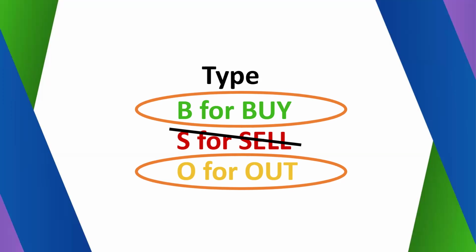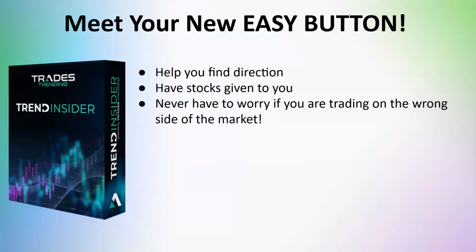There's no other possible way you could find and even know all of that data to make a quick decision unless you are harnessing the power of technology. Meet your new easy button, Trend Insider. This is exactly what Trend Insider does for you. It is your easy button in the markets that helps you find direction, have stocks or other asset classes, ETFs, commodities, currencies given to you, and you never have to worry if you're trading on the wrong side of the market.